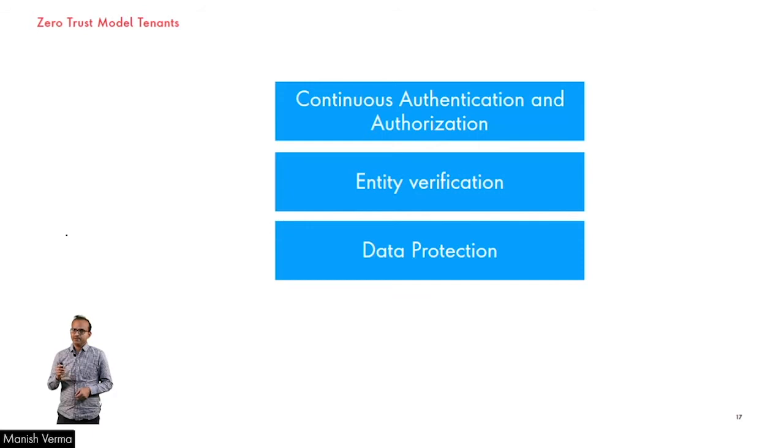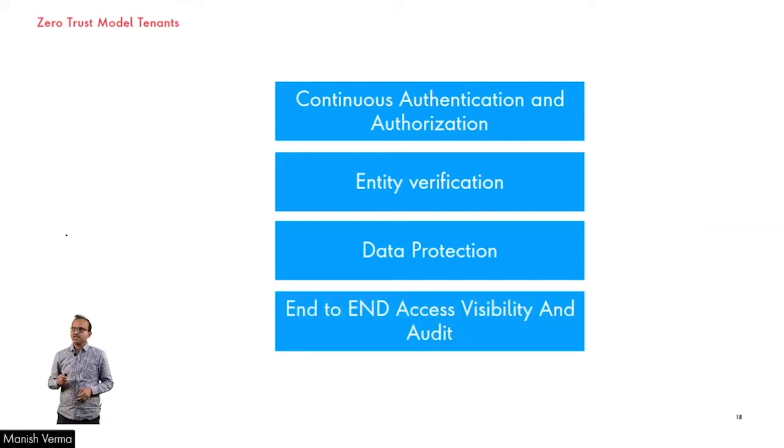Third, data protection, with various interpretations and various ways to enforce it. At base, data at rest and data in motion we have to handle differently. The encryption, all the scanning, whatever is required, we need to handle it. And finally, end-to-end access visibility and audit.